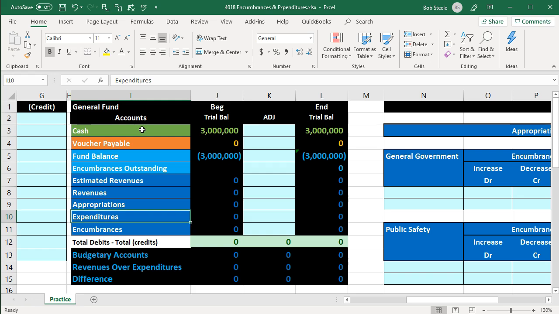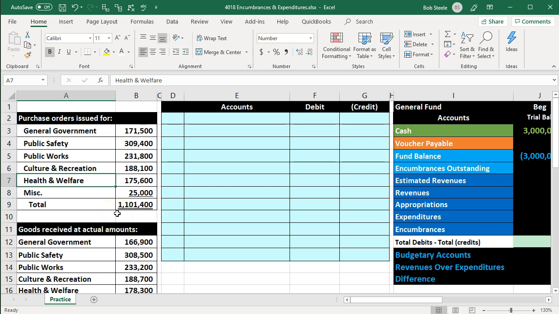We're not going to be posting the budgetary accounts, but just note that you could have these budgetary accounts. So I just want to have them there so we could see them lined up and that they could be posted too within the trial balance, and those would include the appropriations, the estimated revenues account. Here's where we're going to record the encumbrances. And the encumbrances we have here in our data, the purchase orders issued for. So we have some type of purchase orders.